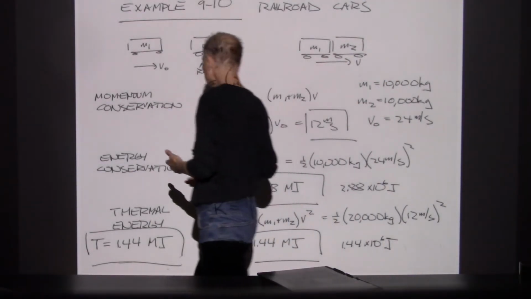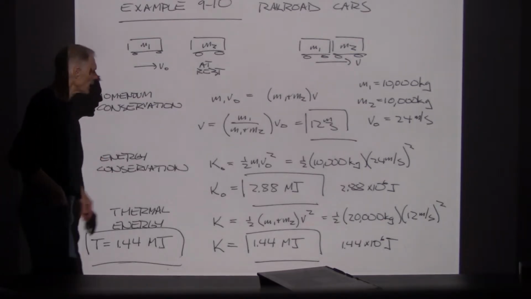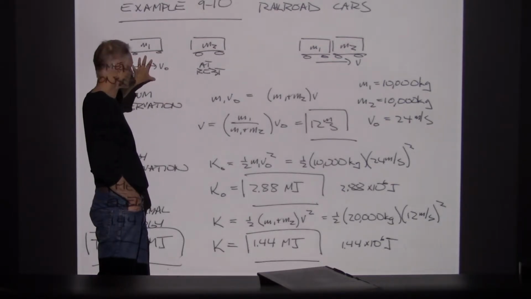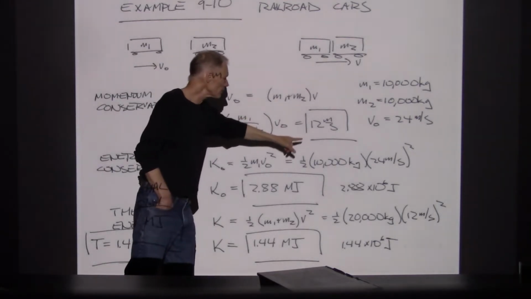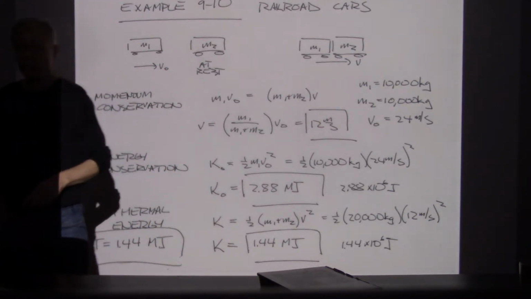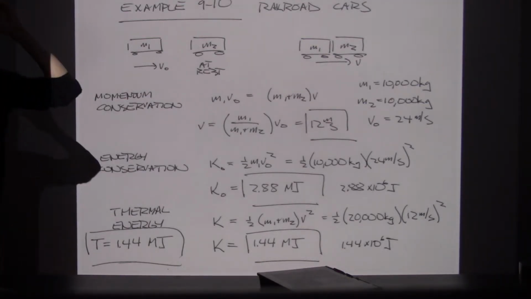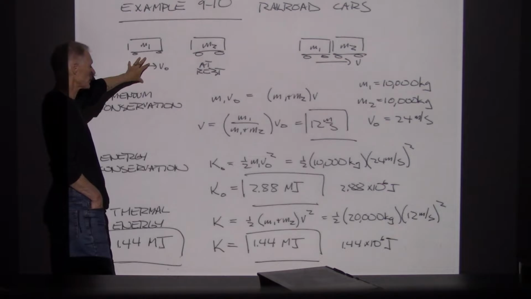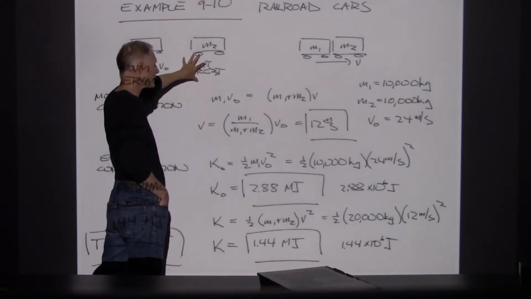So let's take a look at energy conservation, I guess is what we're going to call this. The kinetic energy initially, before the collision, is 1/2 m1 v naught squared. Putting all of those numbers in gives us 2.88 times 10 to the 6th joules, 2.88 million joules of kinetic energy. That's the kinetic energy of railroad car 1 coming into the collision. Now, railroad car 2 doesn't start out with any kinetic energy at all, so that's 0.